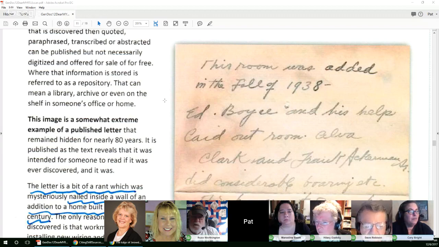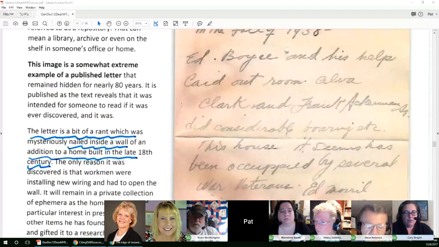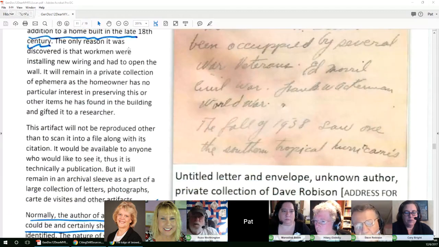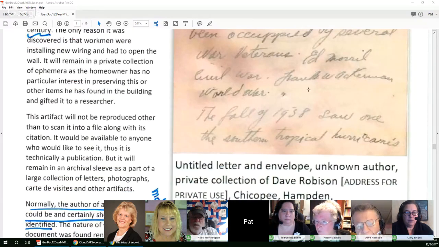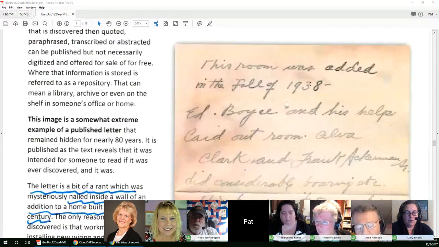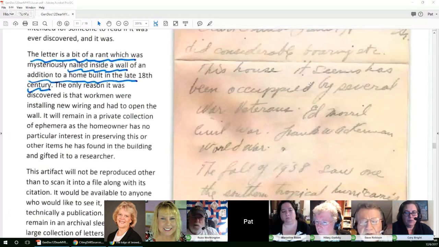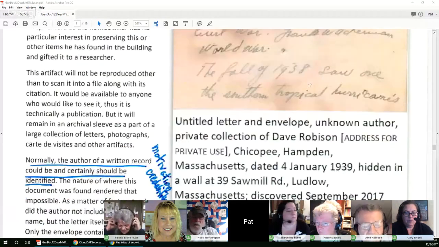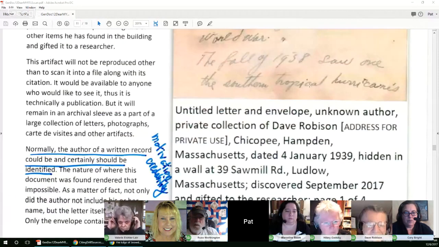And it's a bit of a rant, as I mentioned, and it's actually 4 pages long, and then the envelope is dated. But the only names he mentions are the workmen. He does say it's been occupied by several war veterans: Ed Morrill, Civil War, and Frank W. Ackerman, World War. Now it's not World War I yet because it's 1938. And he also mentioned a horrific storm that I'm familiar with in 1938. And then he goes on about the evil nature of some of the citizens of Ludlow, Mass.